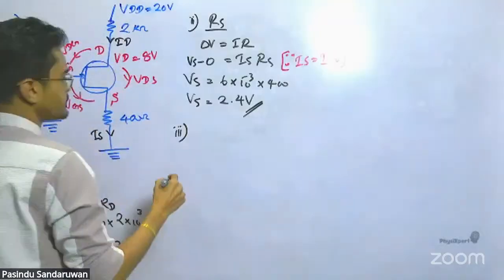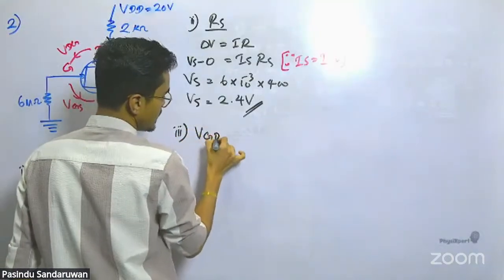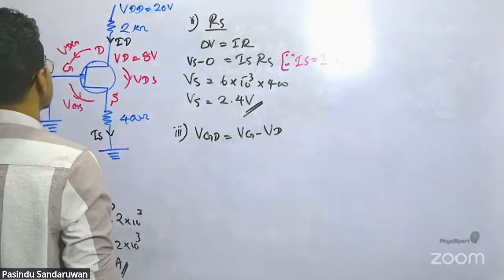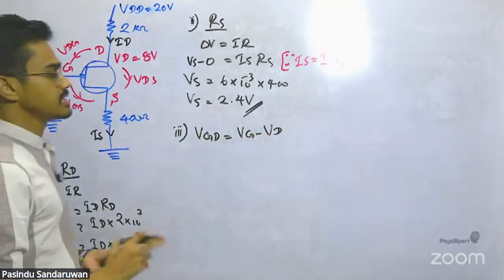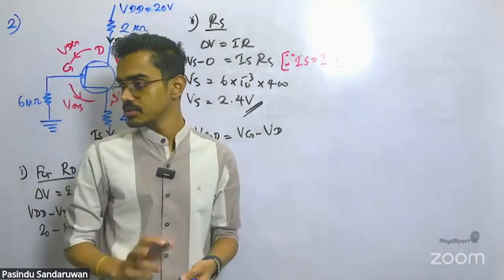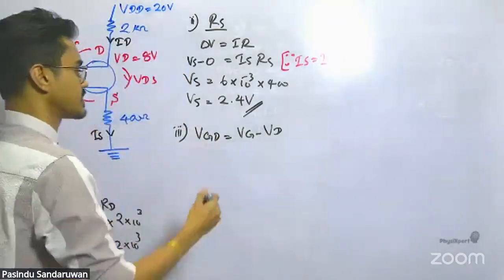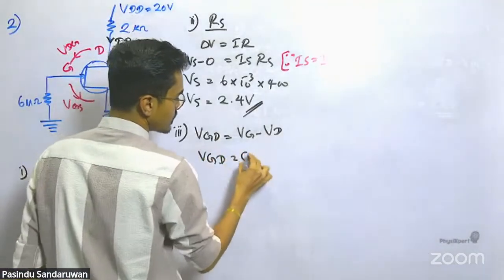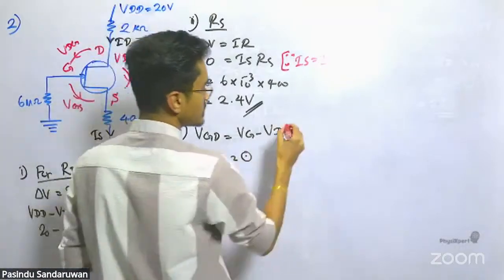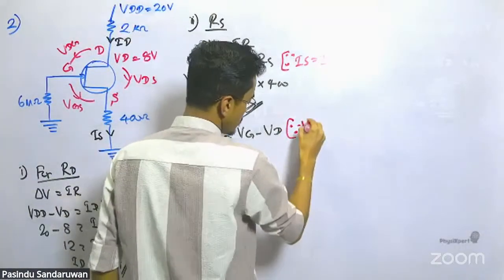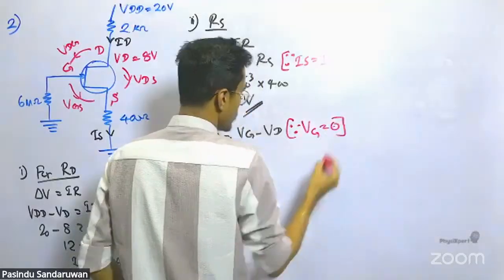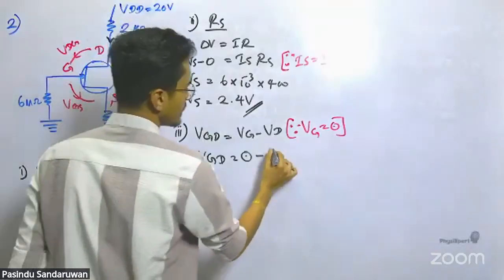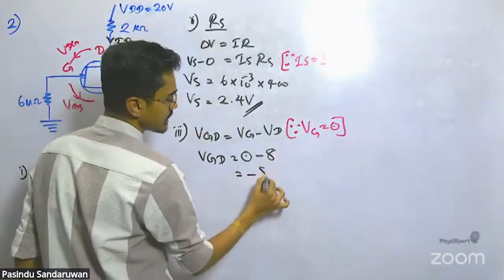VGD. VGD is written as VG minus VD. Then VGD equals VG minus VD. You have to mention that VG equals 0. So 0 minus VD. VD was given as 8. Then VGD is minus 8.